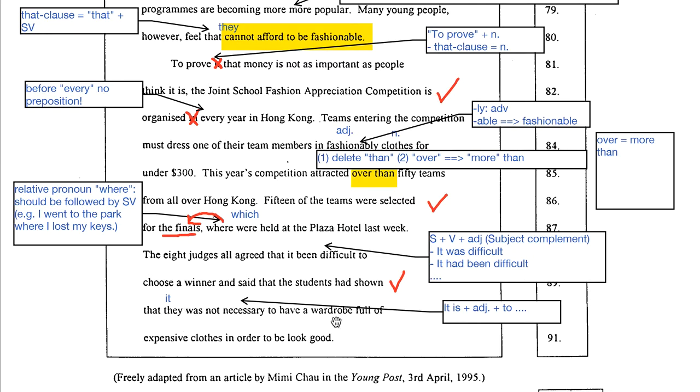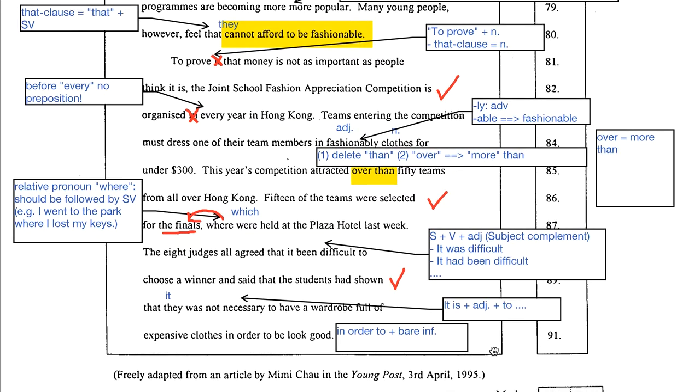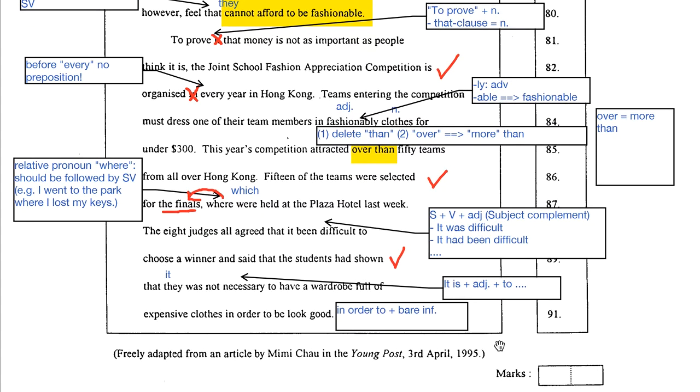Okay? 91: full of expensive clothes in order to be look good. Now, after "in order to," we use the bare infinitive, right? For example, I study in order to pass the test. Okay, "pass" is the bare infinitive. However, the problem here is there are two verbs, alright? In order to be and look, they're both main verbs. So we just delete the word "be," then it's going to be fine, okay?